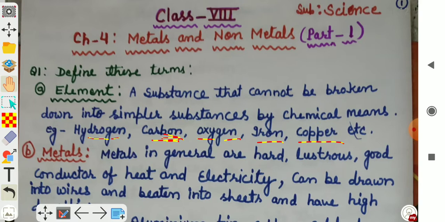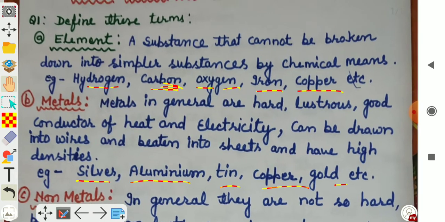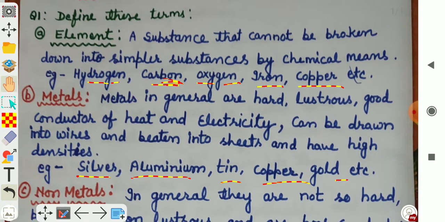Define these terms. Element. What do you mean by element? A substance that can't be broken down into simpler substances by chemical means or by any chemical method. Such substances are known as elements. Examples: hydrogen, carbon, oxygen, iron, copper, gold, calcium, magnesium, all are examples of elements.